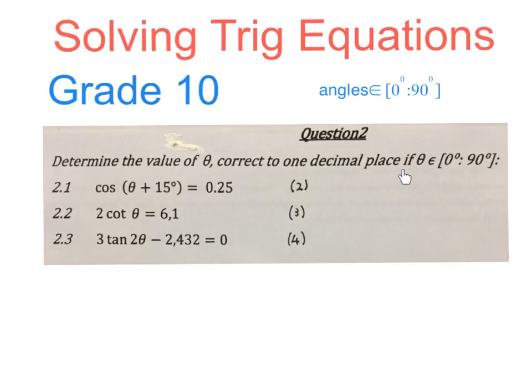Remember that if this theta lies between 0 and 90 degrees, it just restricts us so that we don't have to work outside this frame. First question says cos(theta + 15 degrees) = 0.25. Next one, 2 cot theta = 6.1. The last one, 3 tan 2 theta minus 2.432 = 0. We're going to do these three separately.